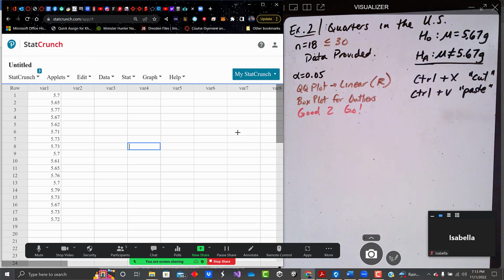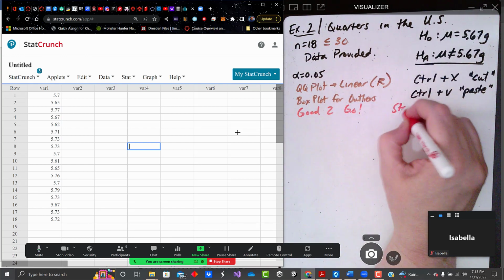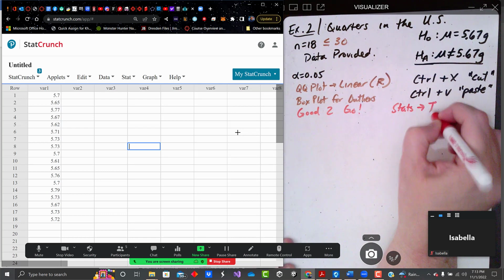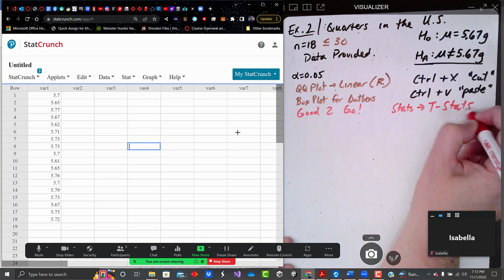So, stats, t-stats, one sample with data this time.